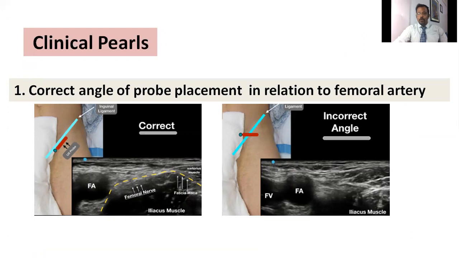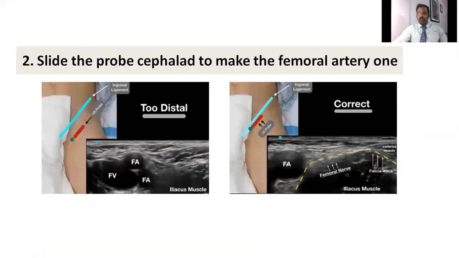What are the clinical pearls of femoral nerve block? Always put your probe at a correct angle in relation to the femoral artery. Slide your probe cephalad to make the femoral artery one.